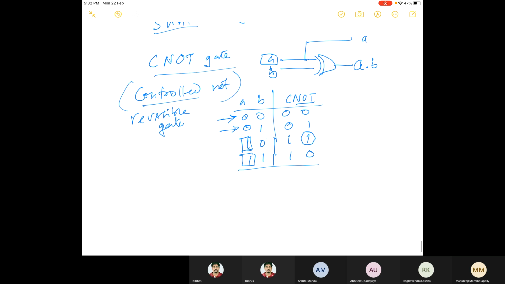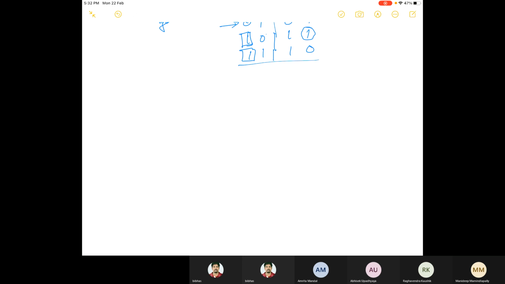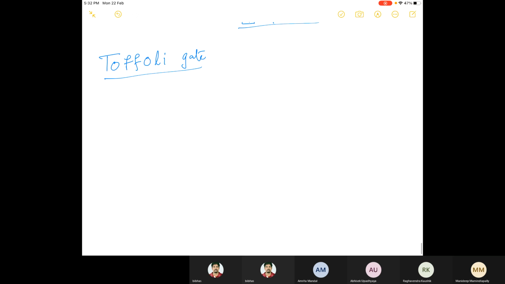For example, there is something called the Toffoli gate. This is a peculiar gate where you actually need 3 bits as input. It goes as follows. If we write down the truth table, let's say A, B, C are the inputs, and A dash, B dash, C dash are the corresponding outputs. So 3-bit input, 3-bit output. 0 0 0 will produce 0 0 0, 0 0 1 will give 0 0 1.